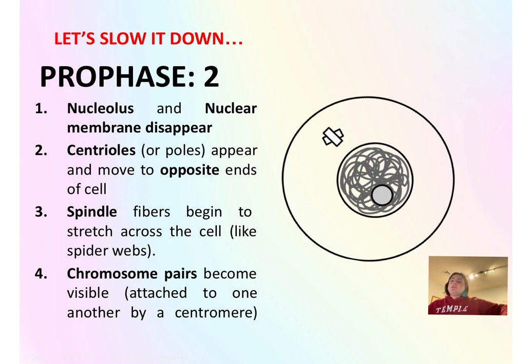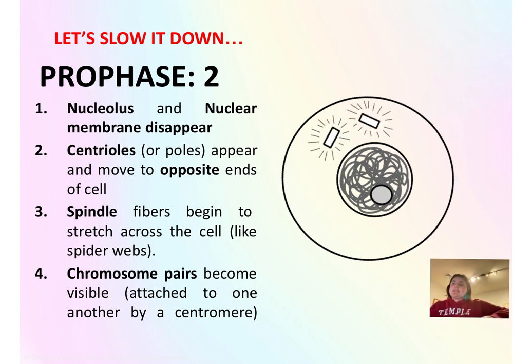The nucleolus, which is this little dark gray circle here, and the nuclear membrane disappear. The centriole, which is this guy here, appears and moves to opposite ends of the cell. Spindle fibers begin to stretch across the cell, like spider webs. They're little fibers that are going to pull some stuff apart. Then chromosome pairs become visible, attached to one another by the centromere. So the chromosomes start to pair up.